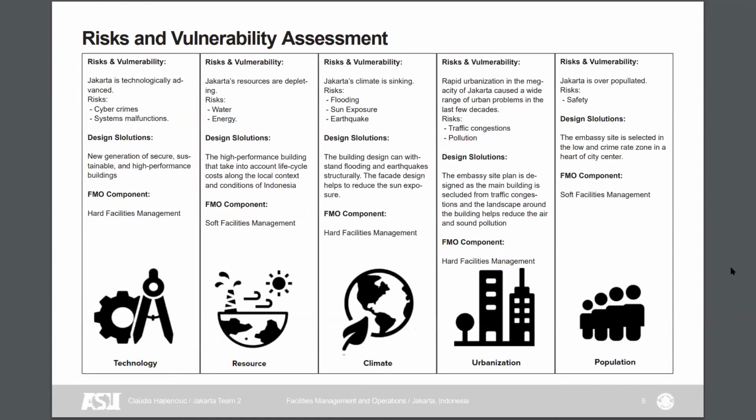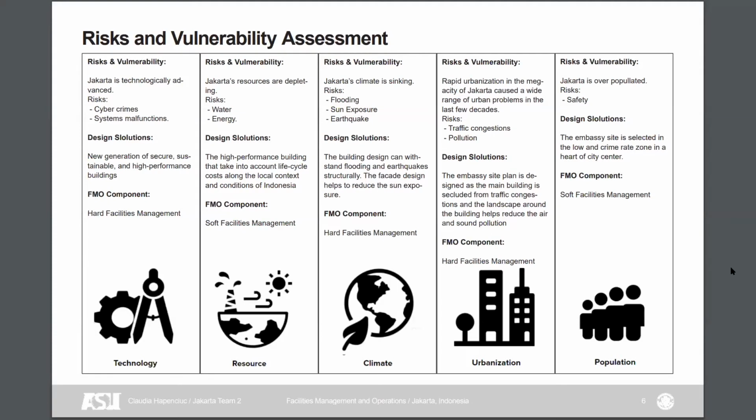And next, we applied them to these risks, to the 5 global drivers and how they could be addressed. Under technology, it is a new generation of secure and sustainable and high performance building, so they can address those issues that way. Next, for resources, it is a high performance building, and it takes into account the long life cycle cost to reduce resources such as water and energy usage.